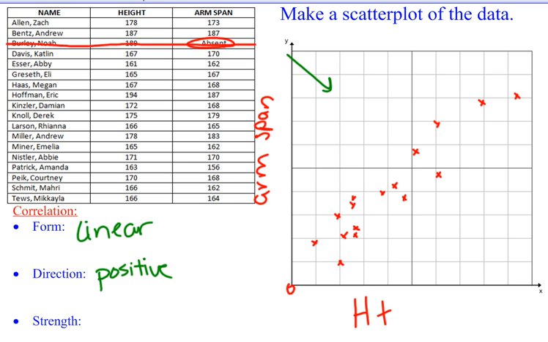Negative would be going this way. So as your height increased, your arm span would be going down. Next, the strength. So take a look at how our dots are going.